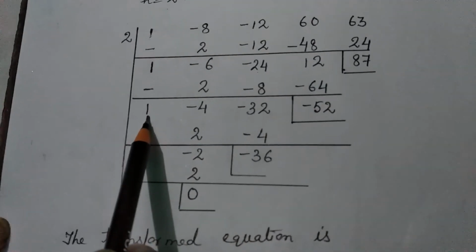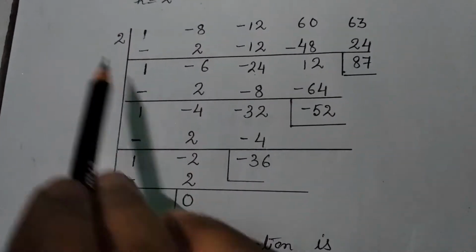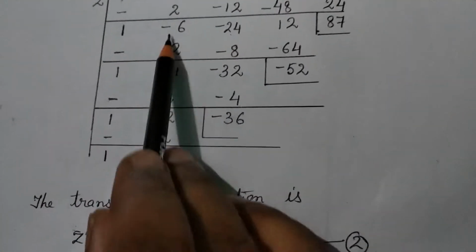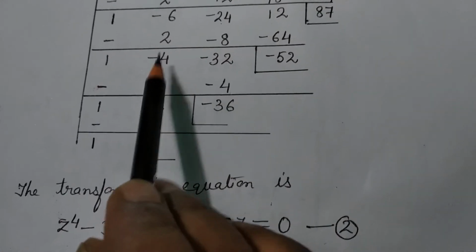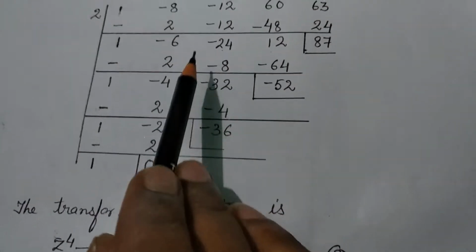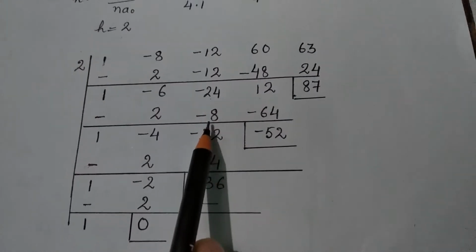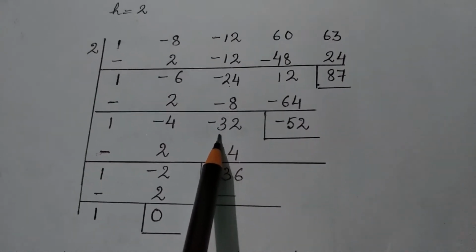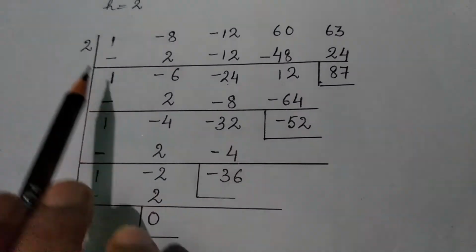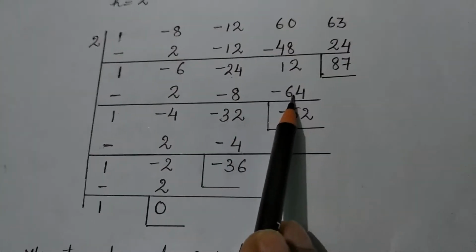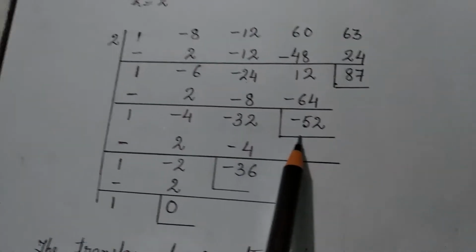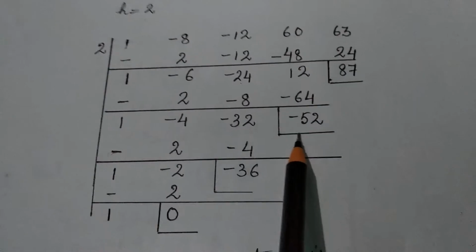1 will remain as it is again. Then 1 into 2 is 2. These two when added will give minus 4. 4 2s are 8, minus 8. So minus 24 minus 8 will give minus 32. Minus 32 into 2 is minus 64. And on adding these two we'll get minus 52.